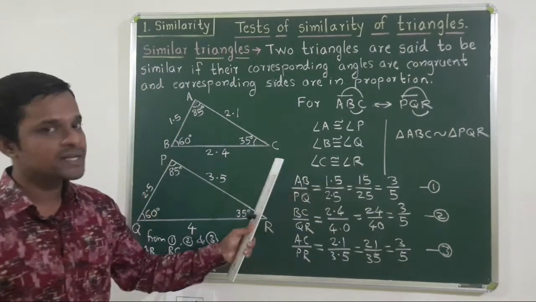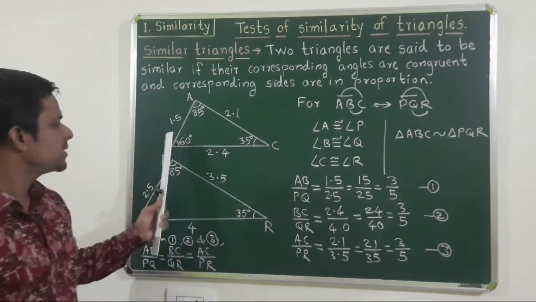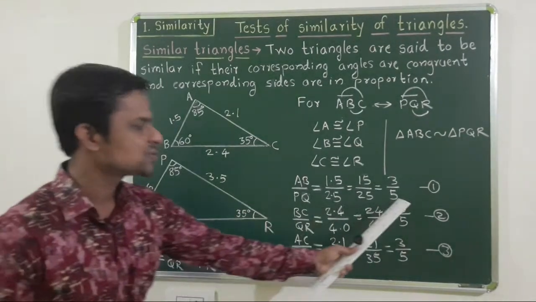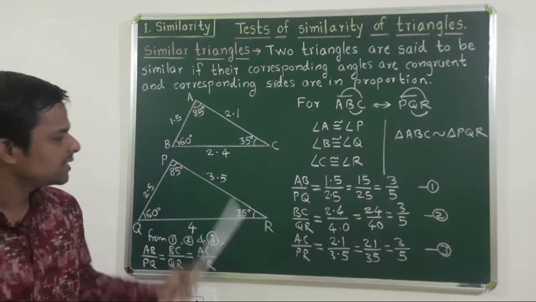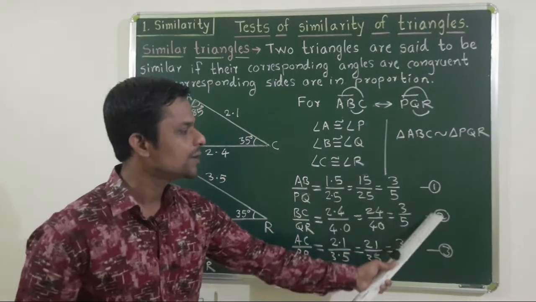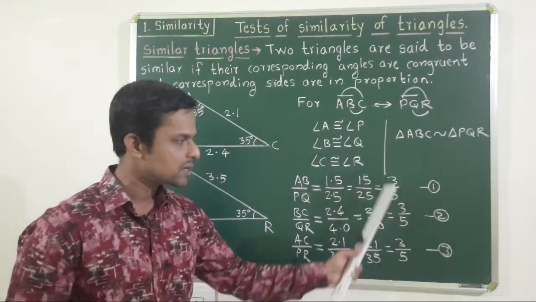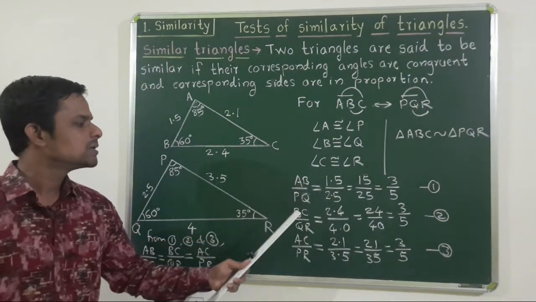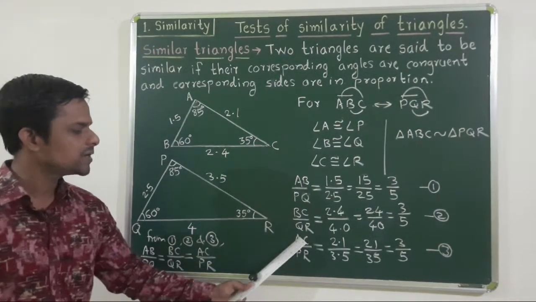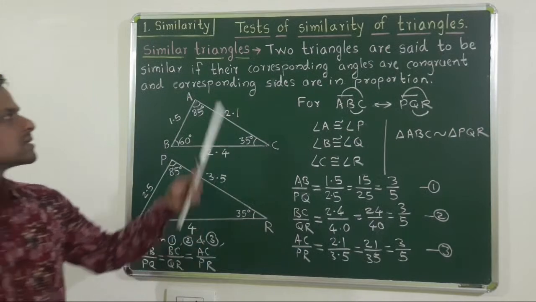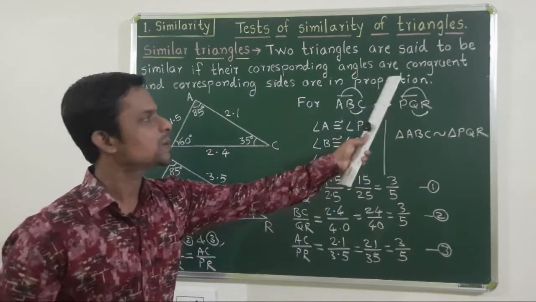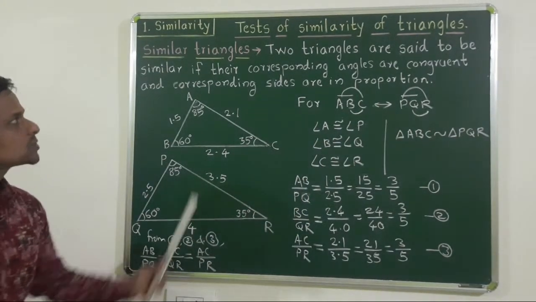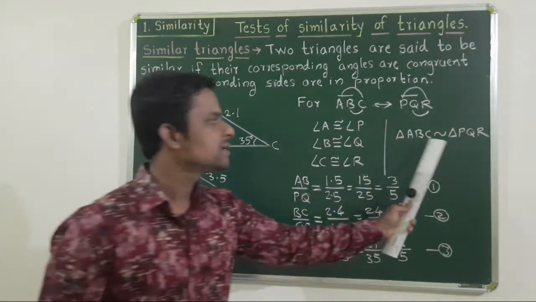Now we will take corresponding ratios of corresponding sides, that is AB upon PQ, we got this as 3 upon 5. BC upon QR is also 3 upon 5 and AC upon PR is also 3 upon 5. Hence from 1, 2 and 3 all these ratios are same. Therefore AB upon PQ is equal to BC upon QR is equal to AC upon PR, and it means corresponding sides are in proportion. Corresponding angles are congruent, corresponding sides are in proportion. Hence these two triangles are said to be similar triangles.